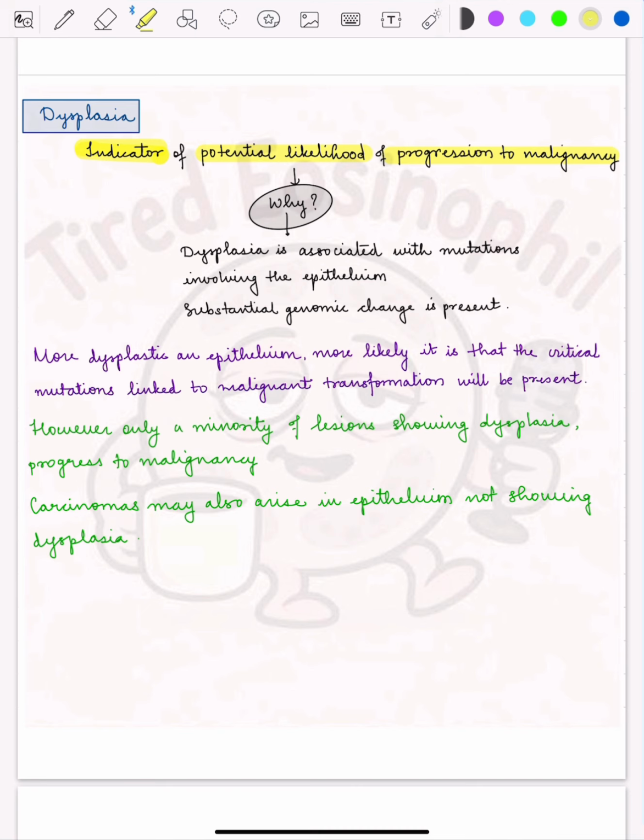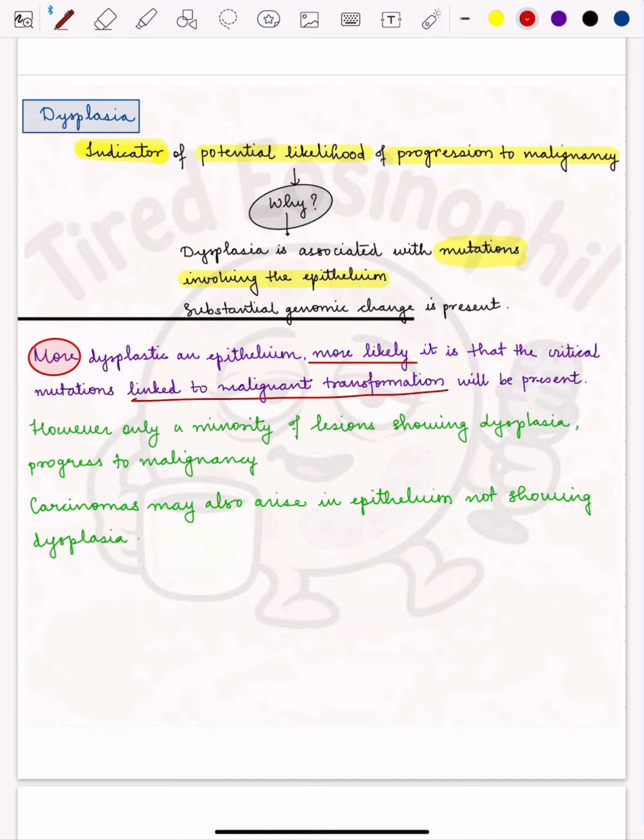Because dysplasia is associated with mutations which involve the epithelium, and microarray studies have suggested that substantial genomic change is present in the dysplastic epithelium. So it clearly means that the more dysplastic an epithelium, the more likely that the critical mutations that are linked to malignant transformation will be present.